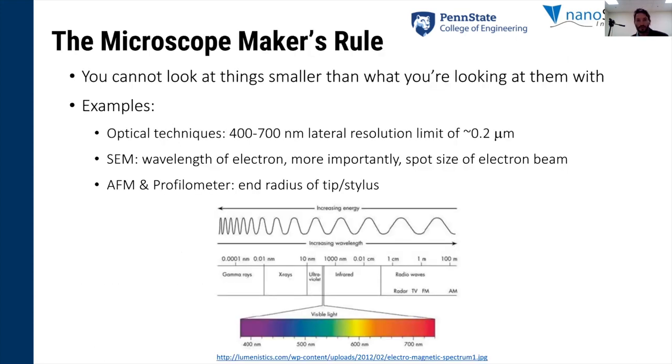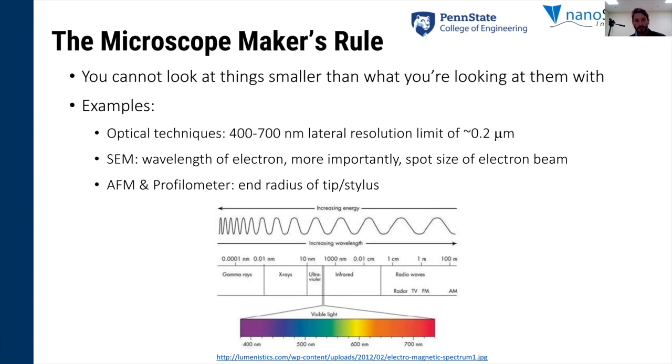So the microscope maker's rule, many of you may have seen this or heard of this before, is you can't look at things smaller than what you're trying to look at them with. Because photons have a wavelength of 400 to 700 nanometers, and you can play a few tricks, you can get the resolution of the optical microscope down to about 0.2 microns, but it's going to be really hard to do much better than that. So that's 200 nanometers, right?